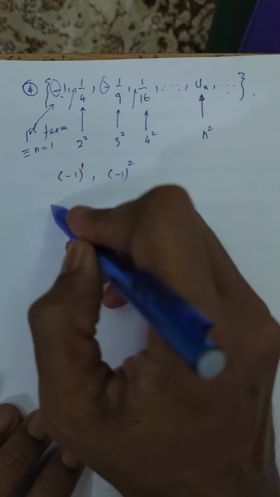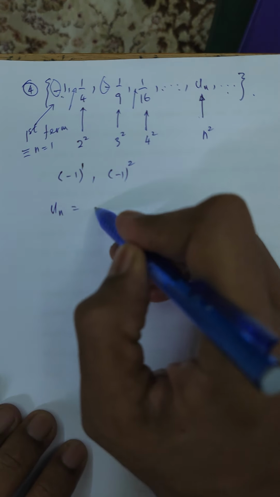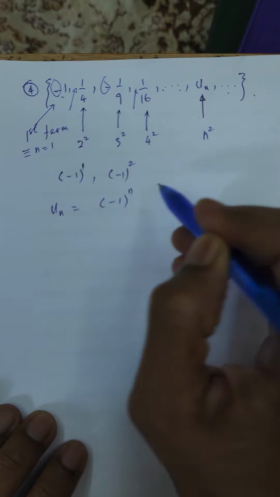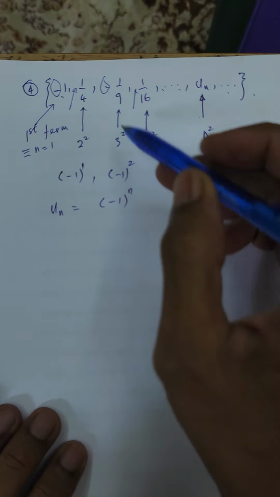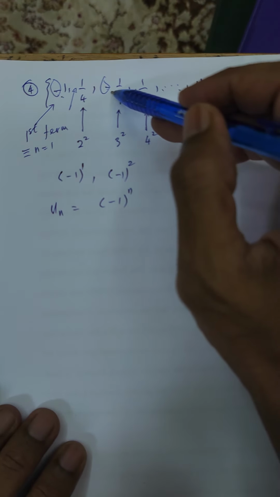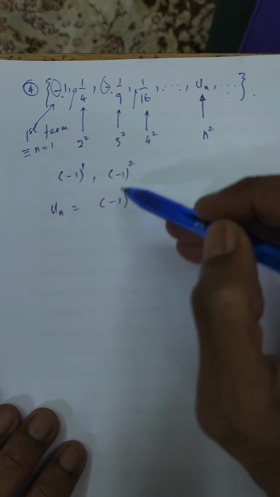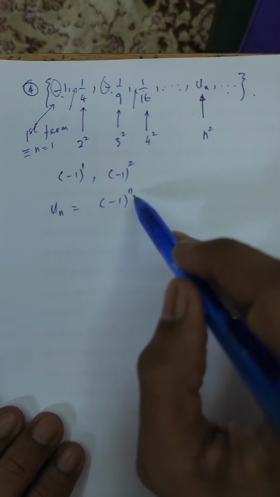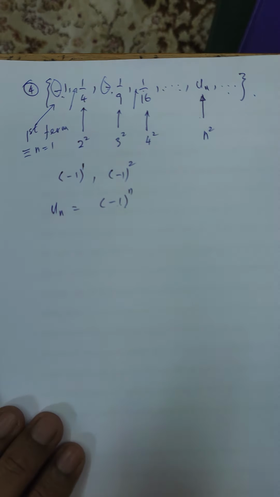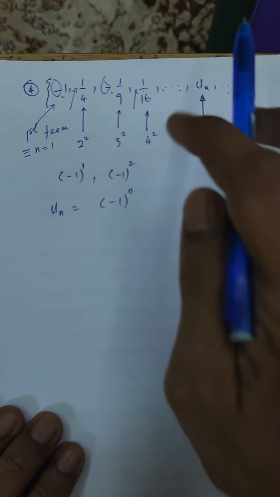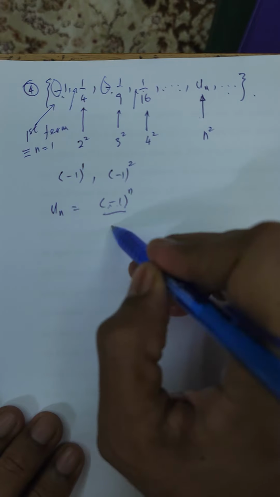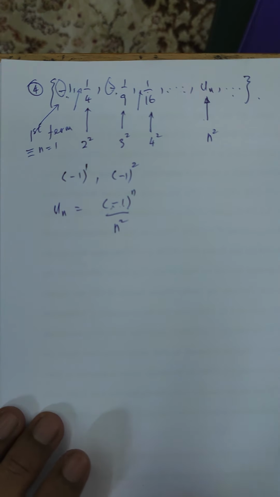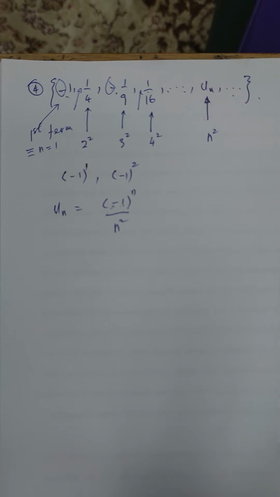So therefore, our u_n is given as minus 1 to the n. Because this is power 3, minus 1 to 3, you get negative. This is power 4, you get positive. This is power 5, negative, and so on. And then the denominator, we have the general term n squared. So therefore, that's your n-th term. That's not really hard actually.